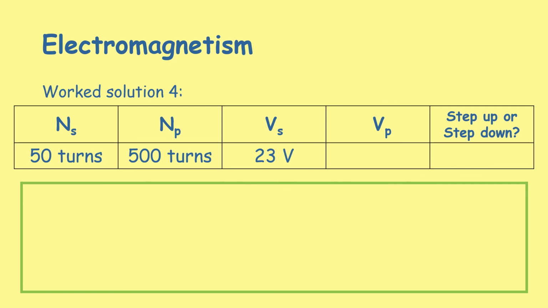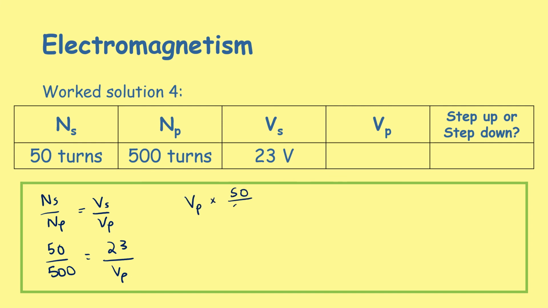And here's our last solution. Again, NS over NP equals VS over VP. So 50 over 500 equals 23 over our primary voltage. Let's take this VP and multiply it up onto the left-hand side because we don't want it to be a denominator. So VP times by 50 over 500 equals 23.